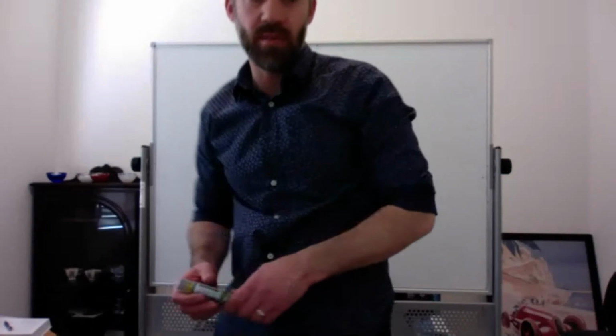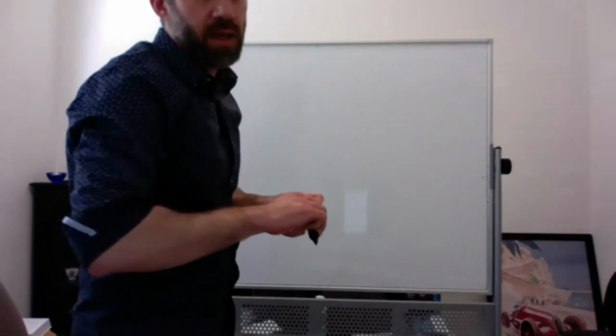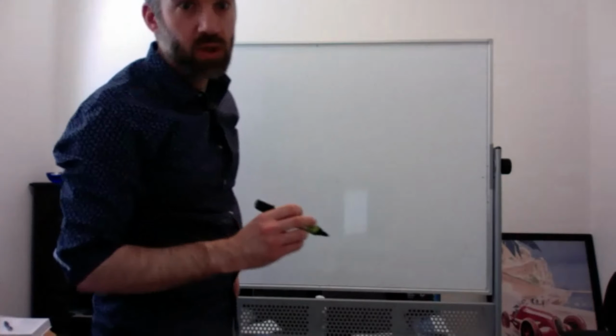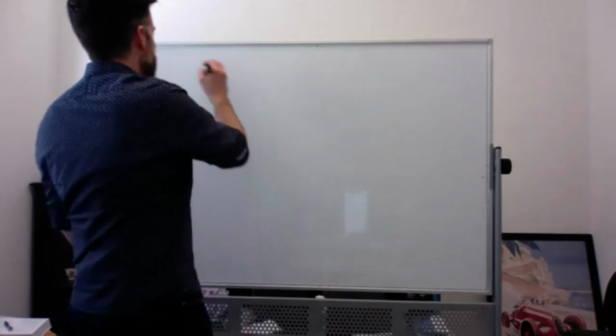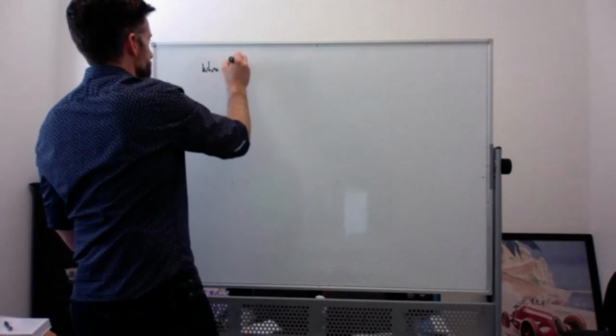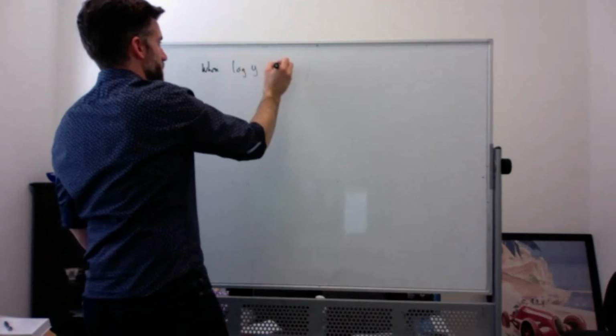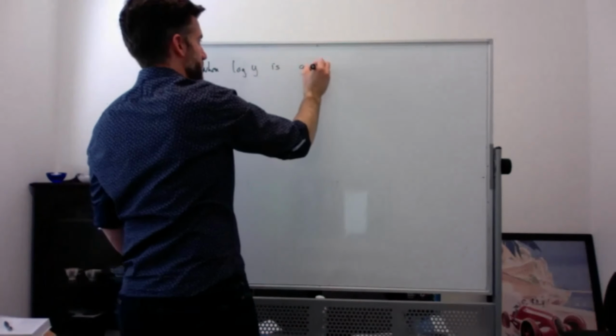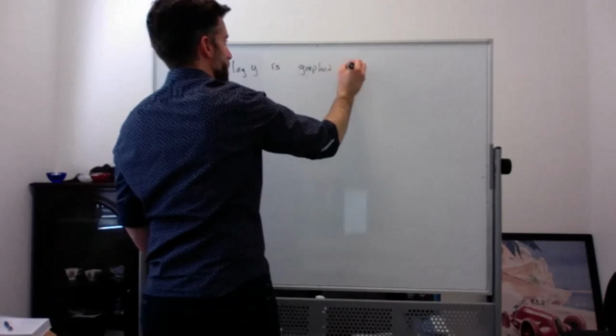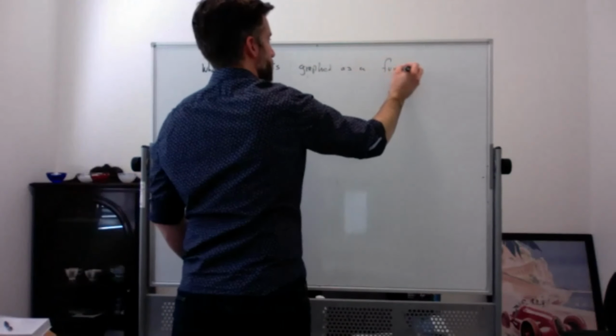So we can also kind of go backwards. And here's what I mean by that. So let's say we have the following information. When log of y is graphed as a function of x.